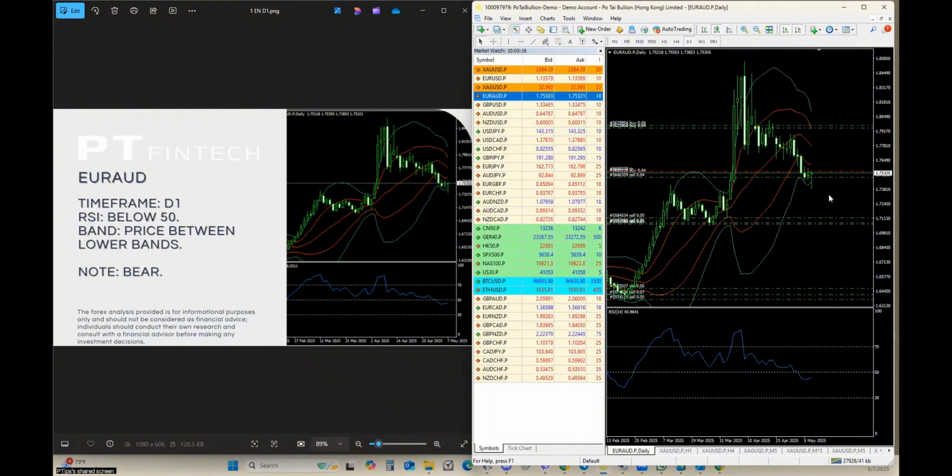So on D1, PTips claims that RSI is below 50, and then with the dual Bollinger bands, prices are between the lower bands. So this is very classical bearish momentum.